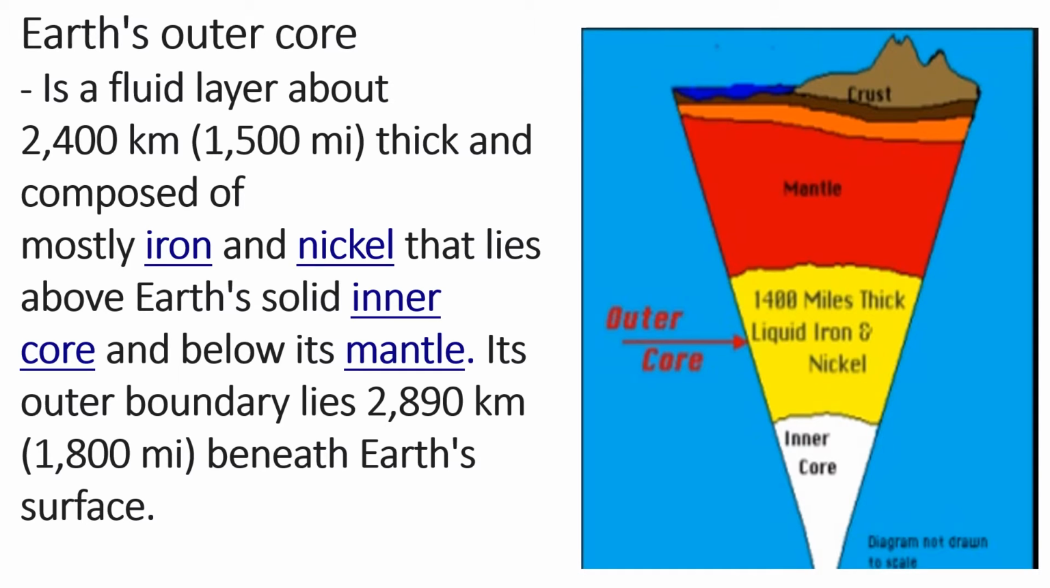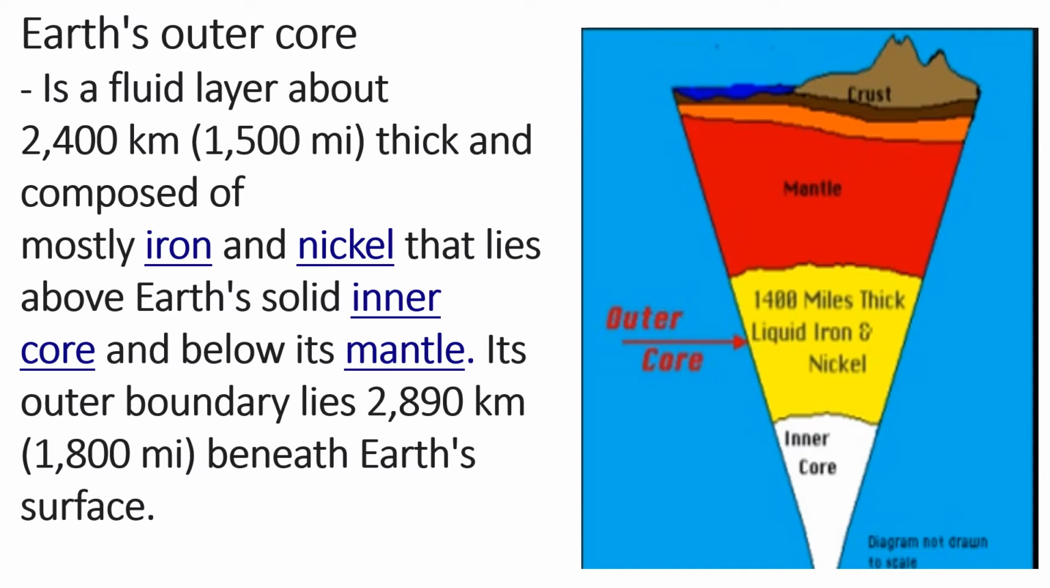Then you have here the Earth's outer core. It is a fluid layer about 2,400 kilometers thick and composed of mostly iron and nickel. That lies above the Earth's solid inner core and below the mantle. Its outer boundary lies 2,890 kilometers beneath the Earth's surface. So it is also far from the Earth's surface.